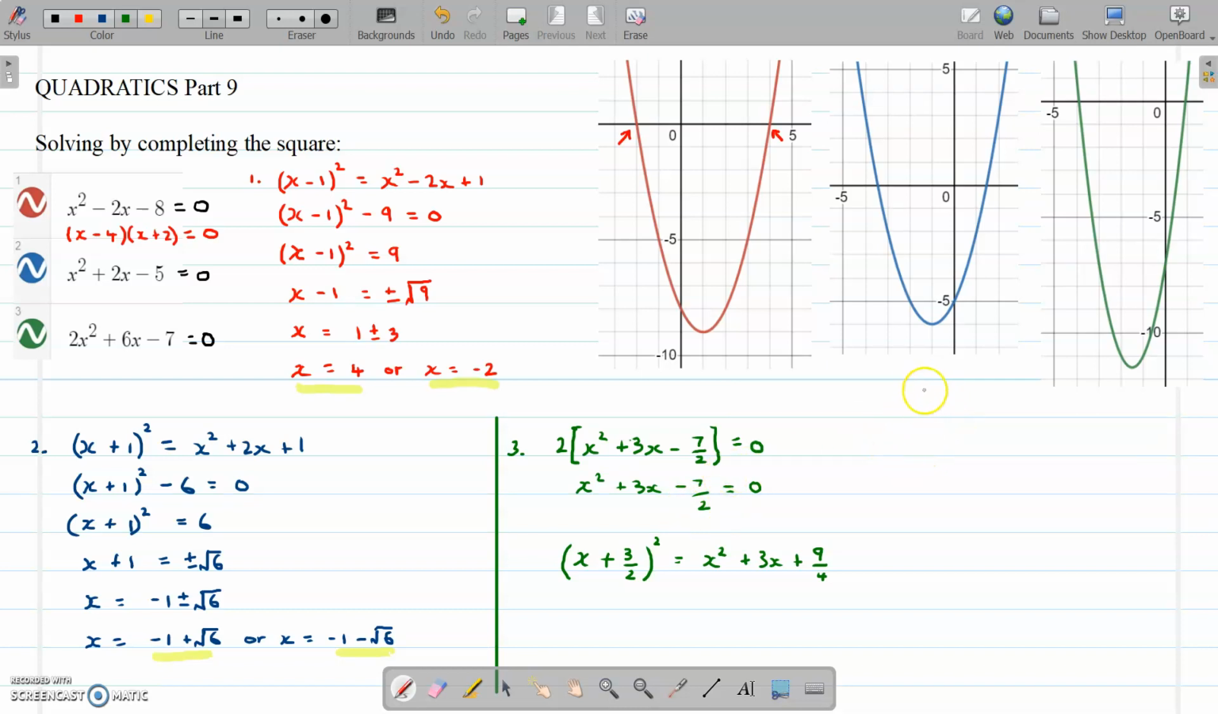So basically what do I need to do? I'll just write it up here. I want to go from 9/4, okay, and I want to go down to negative 14 quarters. Okay, so hopefully you can see that that means I've got to subtract 23 quarters. So my equation becomes this: x plus 3 over 2 all squared, okay, minus 23 quarters, okay, equals 0.